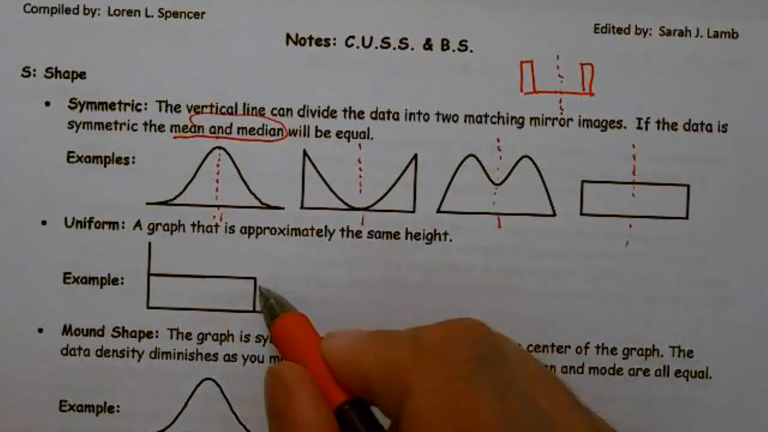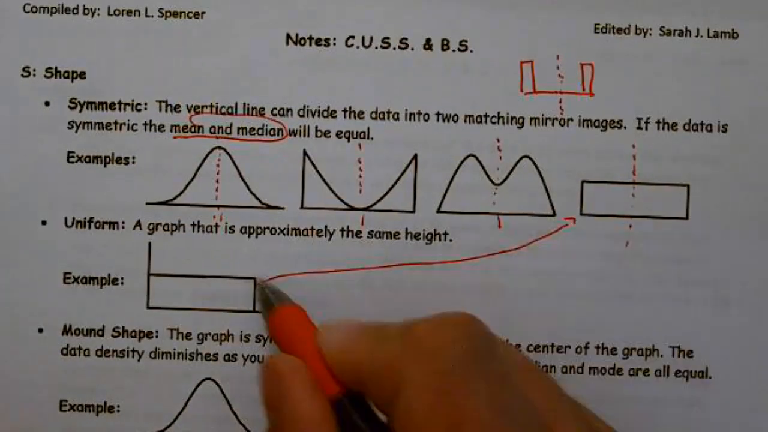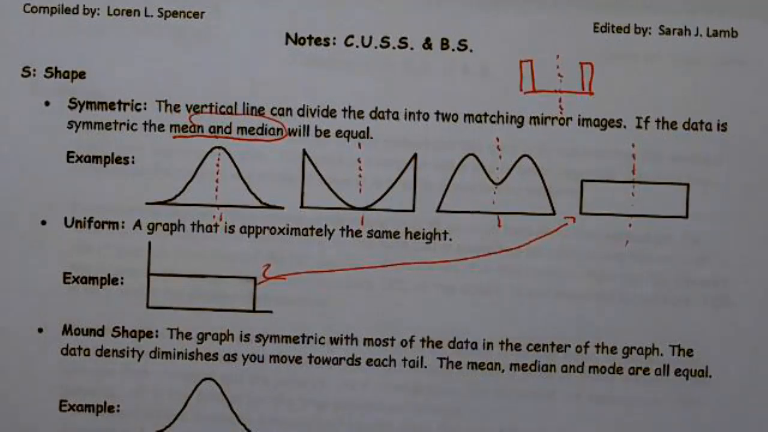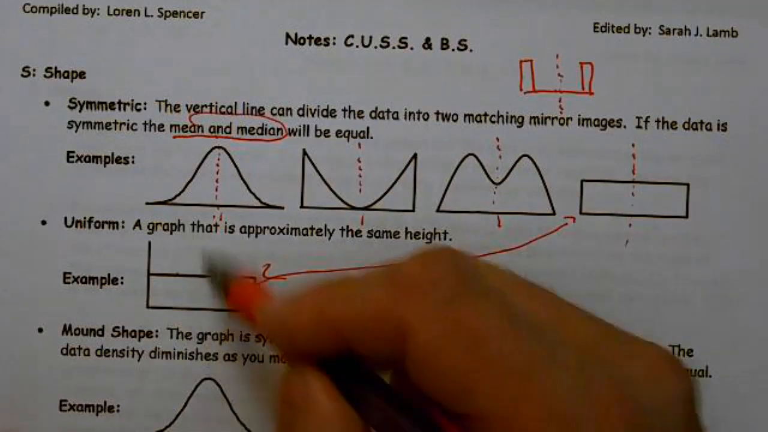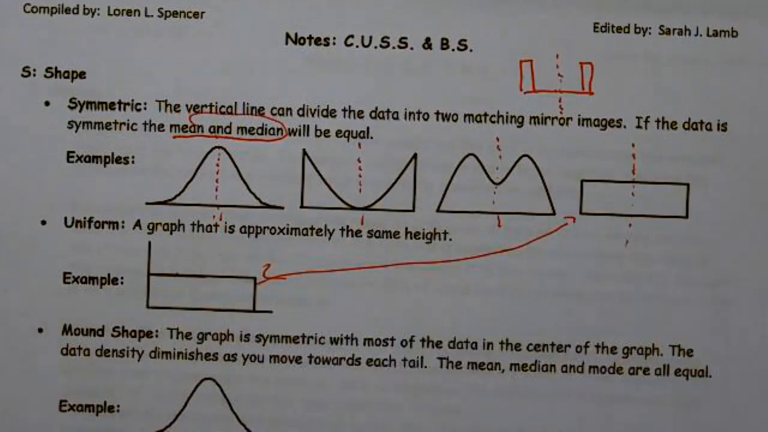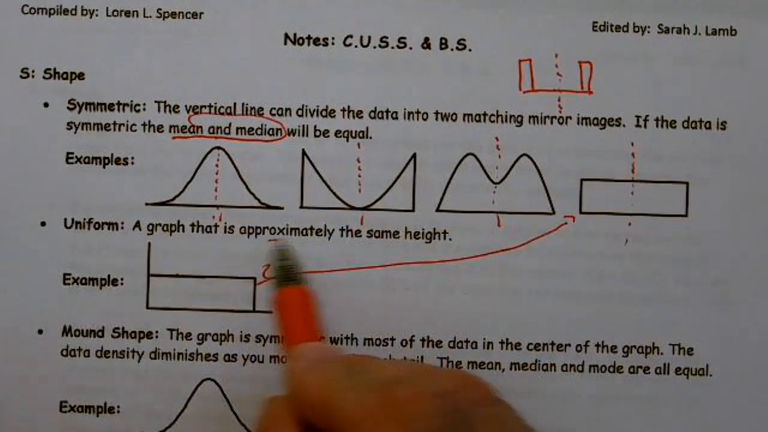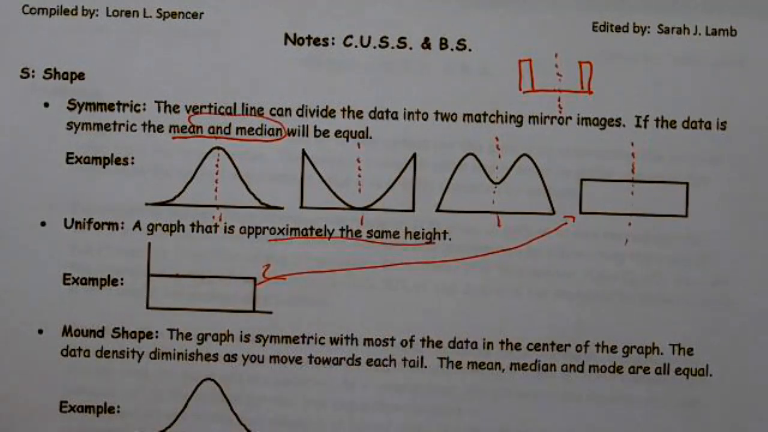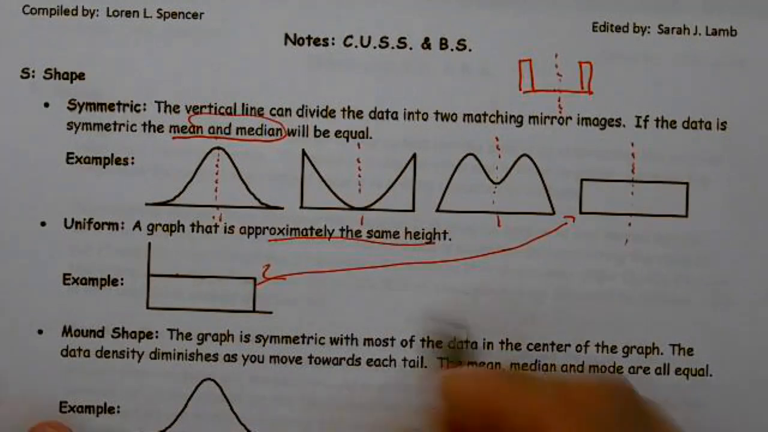If you'll notice, this drawing is in the same spot both times. And this is a uniform, but it happens to be symmetric, because if I cut it in half, it's a mirror image. A uniform is a graph that's approximately the same height. And remember, we're working with data, so when we say something, it's approximately, it's somewhat, it's close, it's reasonably. We like to couch it a bit.